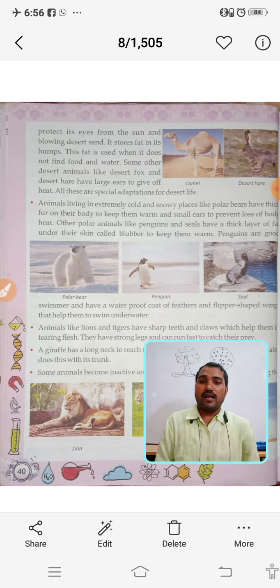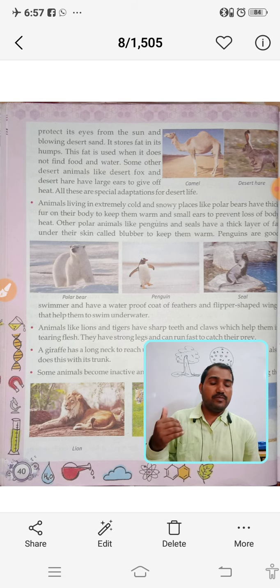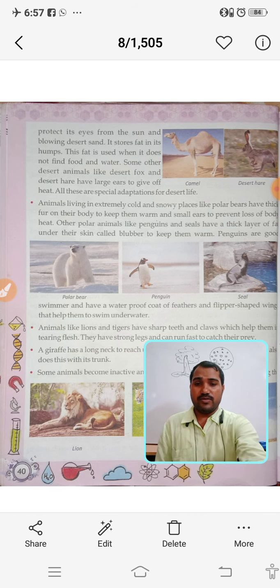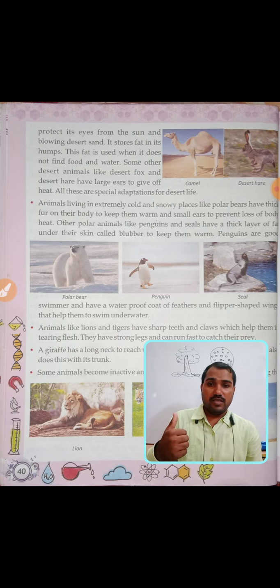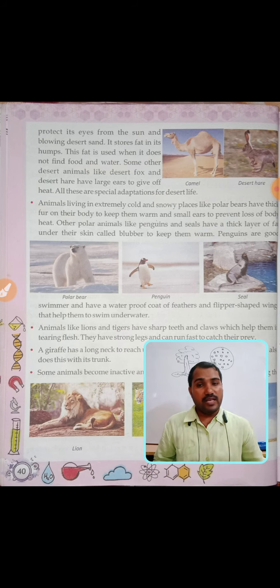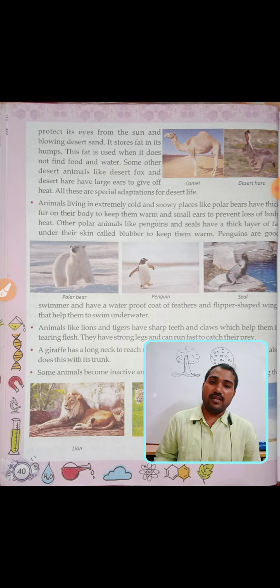But one problem is there: they suffer from a lack of water and food, because everywhere there is only sand. So the camel stores fat and water in its hump. This fat is used when it does not find food and water. That is why it can survive there and live without food for some days.